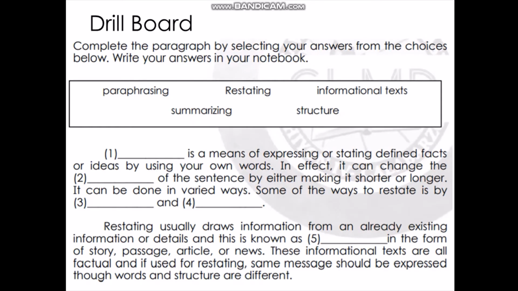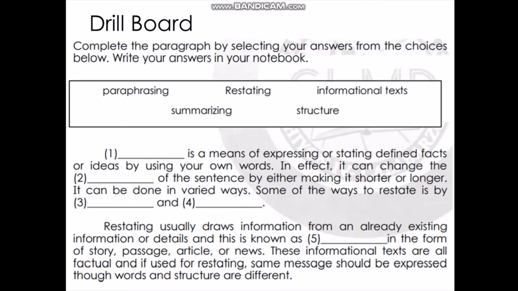So now, let's answer these in your drill board. So you need to complete the paragraph by selecting your answer from the choices below. So just write on your drill board or in your paper, if you don't have your drill board, just write 1 to 5. So the choices are inside the box. We have paraphrasing, restating, informational text, summarizing, and structure.